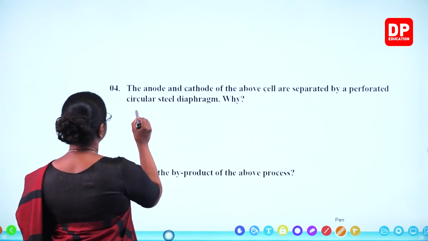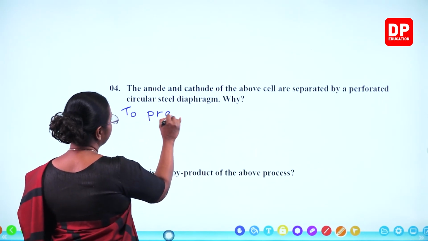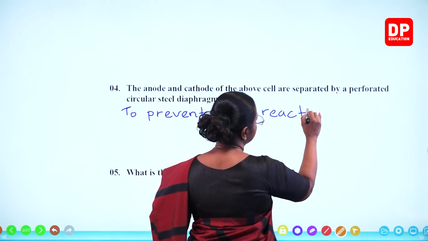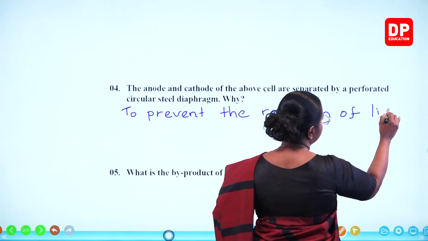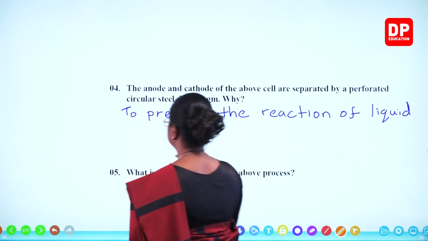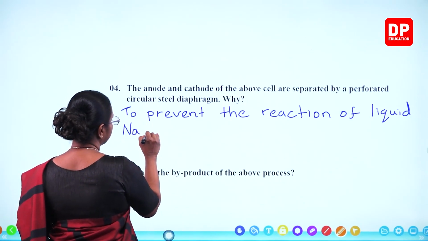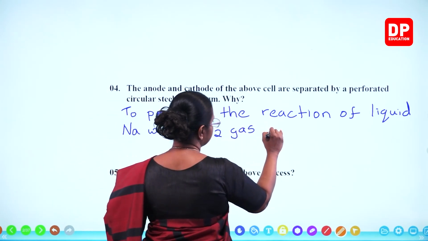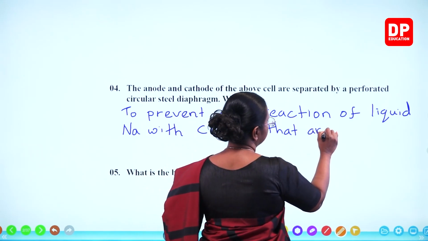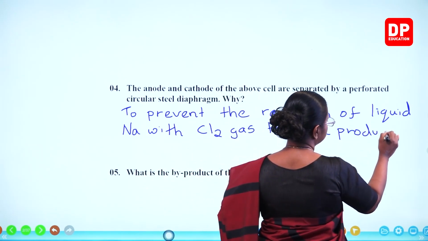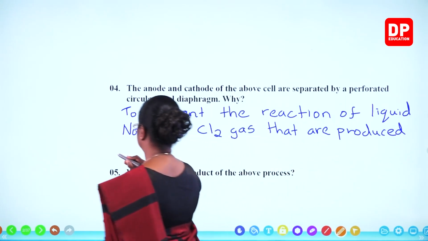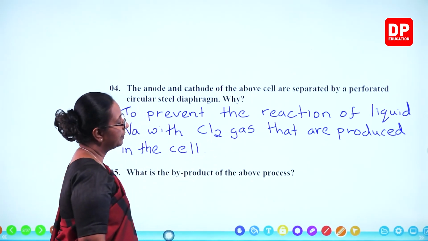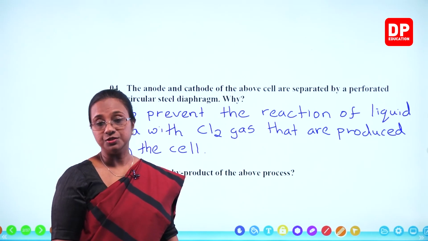So we can say, to prevent the reaction of liquid sodium with chlorine gas that are produced in the cell. So main thing, to prevent the reaction of the two.